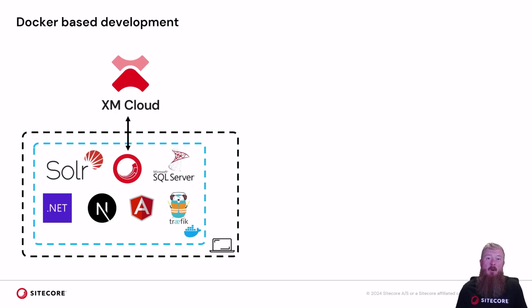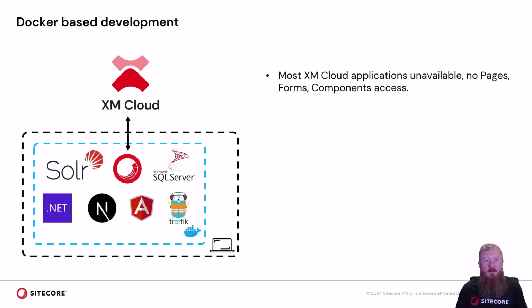First up is Docker-based development. When we launched XM Cloud a few years back, this was the sole way we were telling people to build XM Cloud applications. When working this way, you mock a small subset of the XM Cloud SaaS applications, running them locally on your developer machine. But we quickly saw a few drawbacks with this approach though.